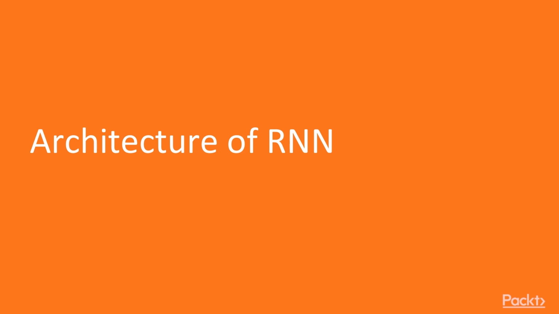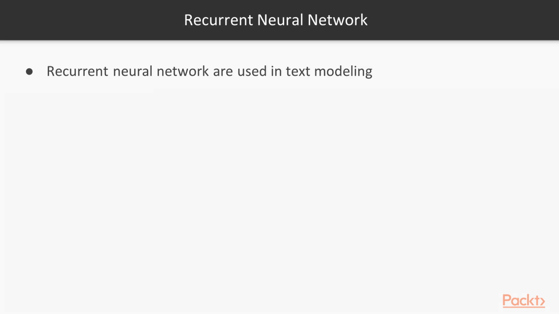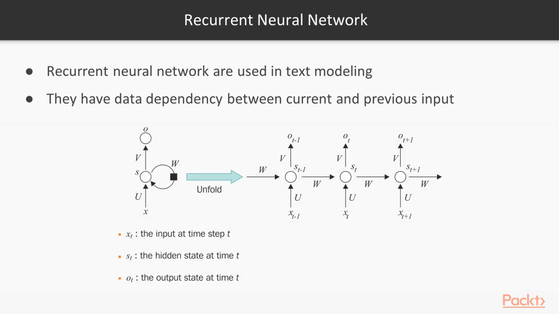Architecture of RNN. In this video, we are going to take a look at what a recurrent neural network is and what the building blocks of a recurrent neural network are. Recurrent neural network is also abbreviated or represented in short form as RNN. RNNs are a type of neural network which are used in general for text modeling. These neural networks differ from a simple neural network in the sense that they have data dependency between the current and the previous input.